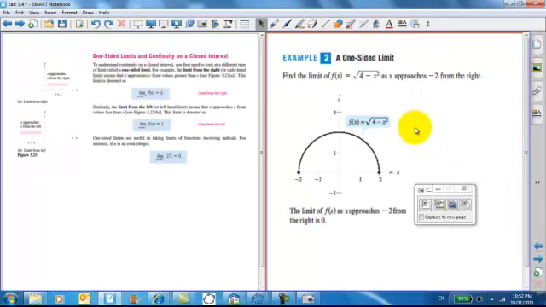Now here's an example of a one-sided limit. Find the limit of this function, square root of 4 minus x squared, as x approaches negative 2 from the right. So as you approach negative 2 from the right, the x values are getting closer and closer to negative 2, but the y values are getting closer and closer and closer to 0.